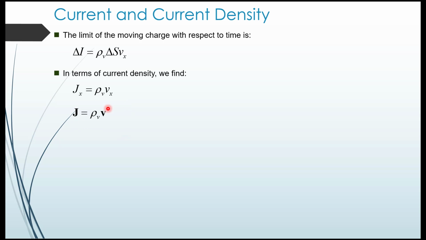Or in general we can write, because j is a vector quantity, it can be expressed in terms of its components. Here in the first equation we have expressed j in terms of the x component only, but j can have a y component, it can have a z component also. Therefore j is equal to rho v into v. This is the general expression for j.